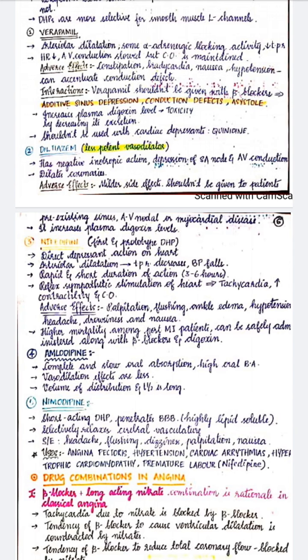Interactions: Verapamil shouldn't be given with beta blockers because it can result in additive sinus depression, conduction defects, and asystole. It increases the plasma digoxin level and can result in digoxin toxicity. So it cannot be administered in a person who is receiving digoxin.